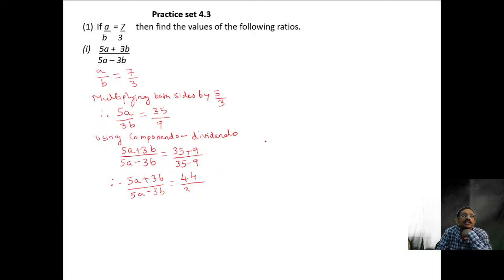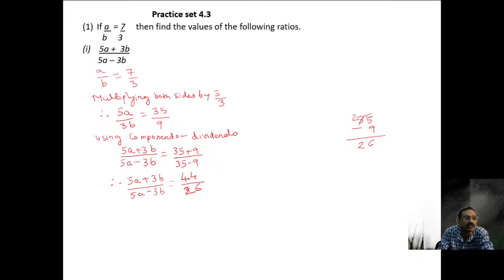What can be done to subtract this? What will I get when 9 is removed from 35? 35 minus 9, what does it give me? Let's subtract and see here: 35 minus 9. What am I getting here? 26.